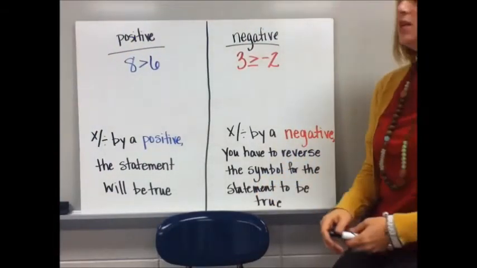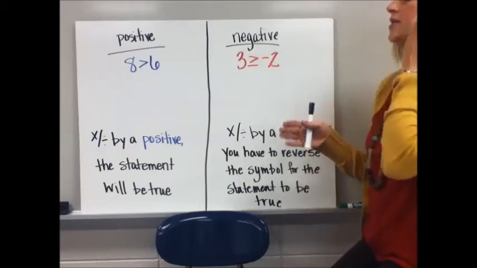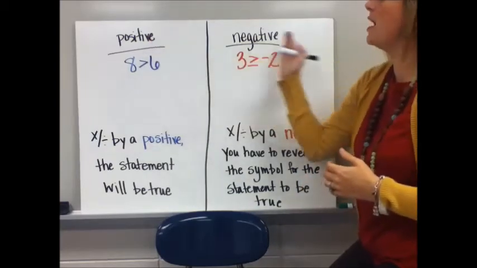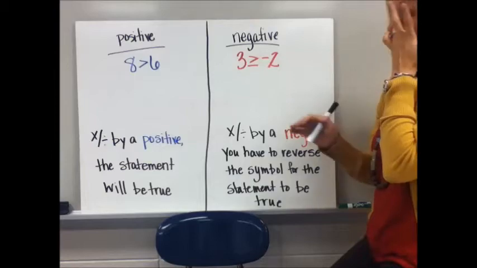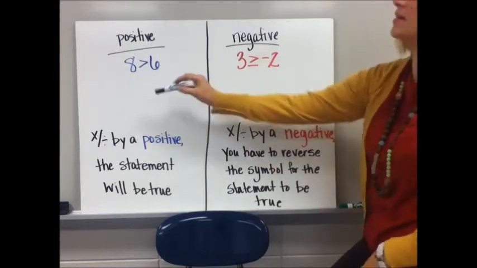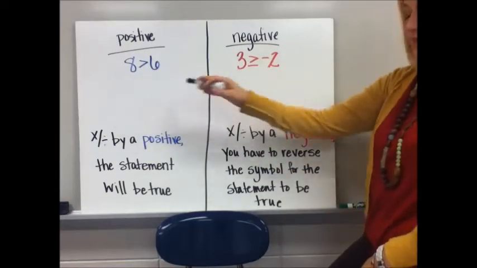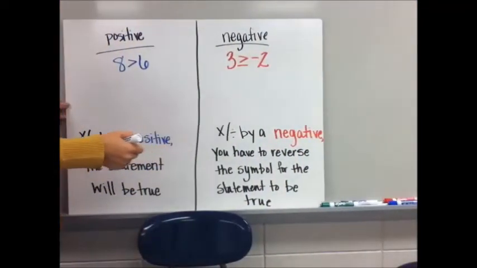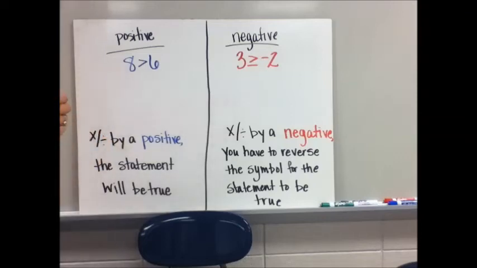I want to get you thinking a little bit about what it is that you're undoing. And this is going to apply to if you're undoing a positive or if you're undoing a negative. We're just going to start with some basic inequalities. 8 is greater than 6. We can all agree that that is a true statement, that 8 is greater than 6.